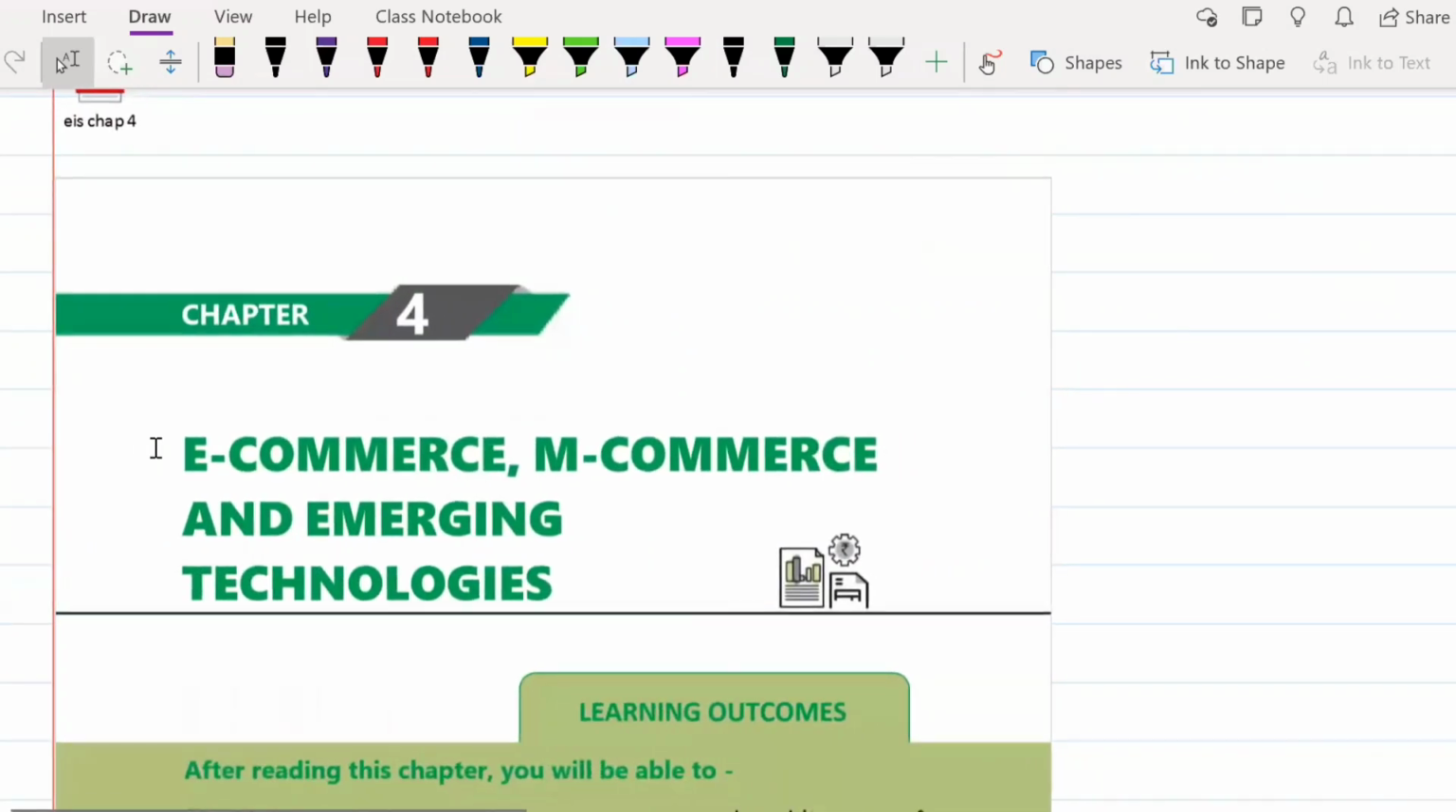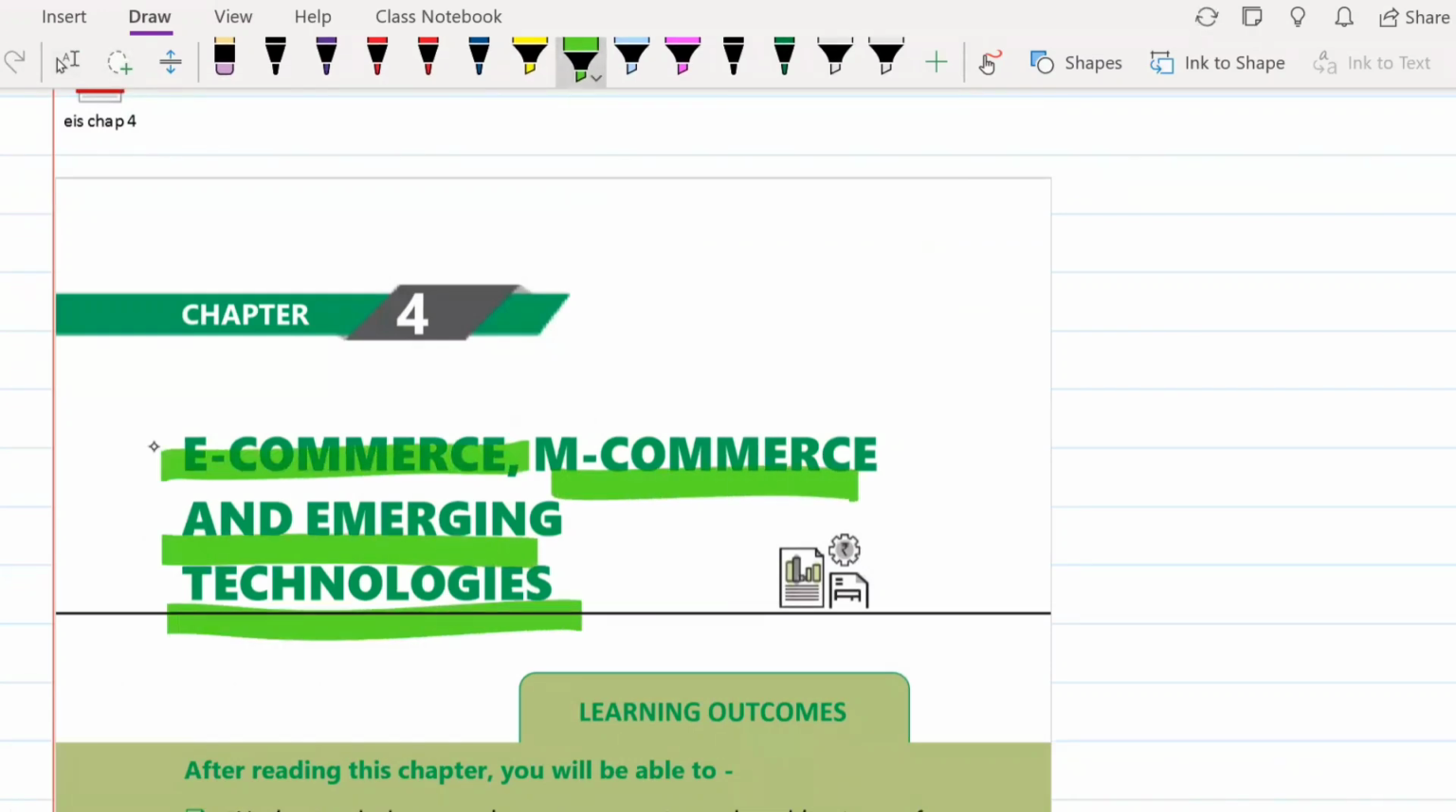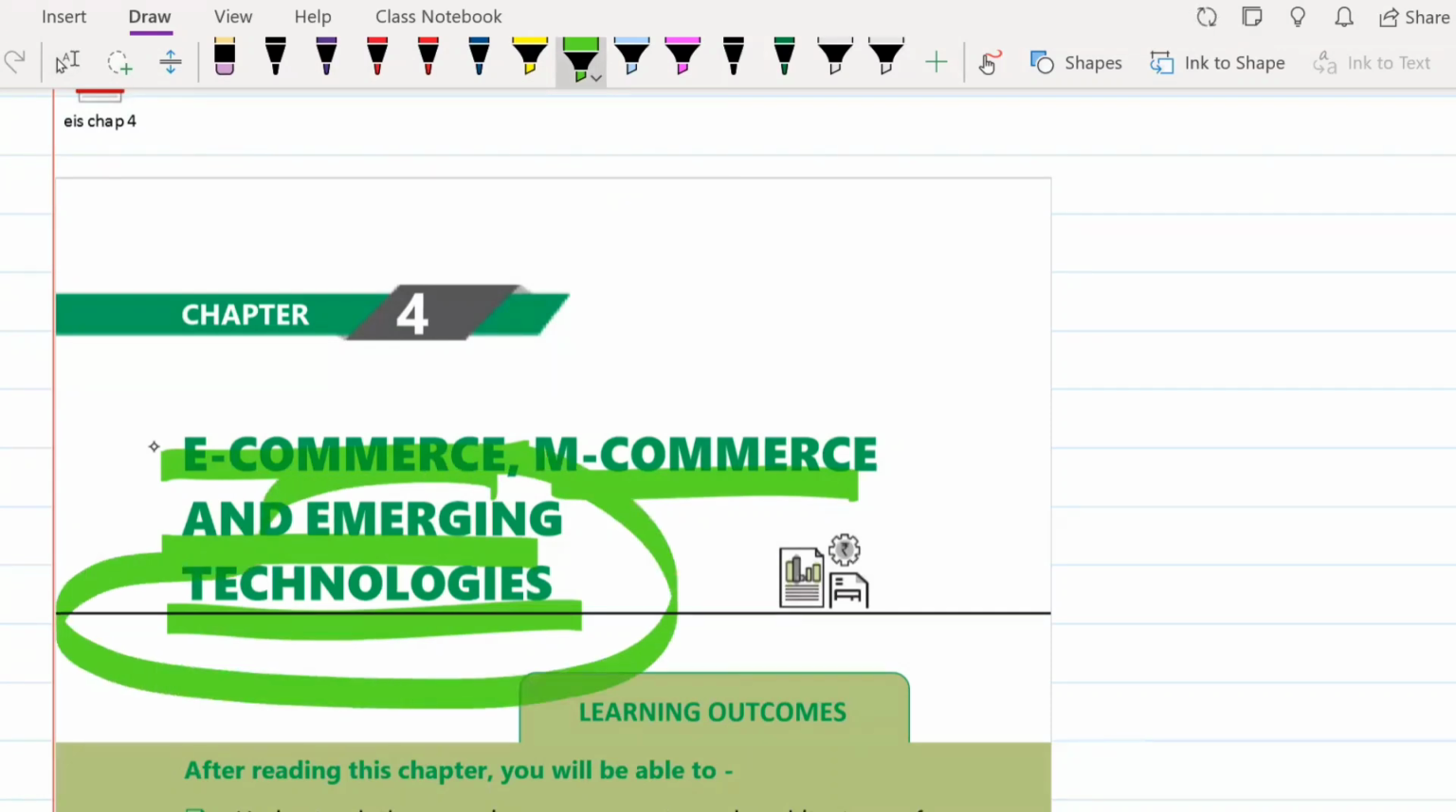So chapter number 4. Chapter number 4 is e-commerce, m-commerce and emerging technologies. This is one of the chapters where you will learn a good amount of concepts, especially in the emerging technologies part. There are good concepts where you can learn a lot of things. As the chapter goes on, you will learn that. Today we are going to focus more on the first part.